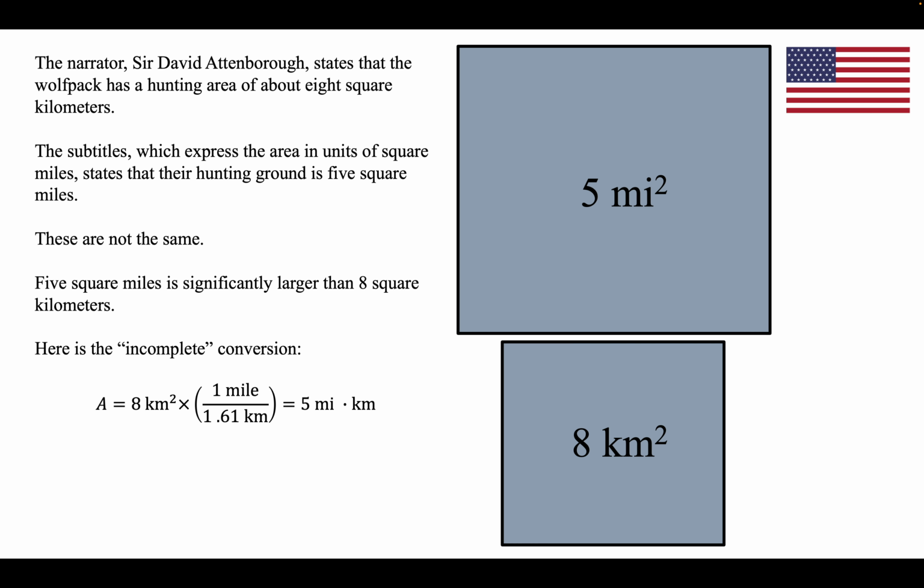Here's what they did wrong. You start with 8 square kilometers, and they multiplied by 1 mile per 1.61 kilometers. This does not do the job. This is a mixed area. One of the kilometer units cancels, but it's kilometers squared, so you end up with miles kilometers. That's not square miles. So let's do it correctly.